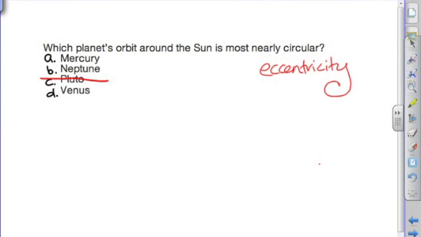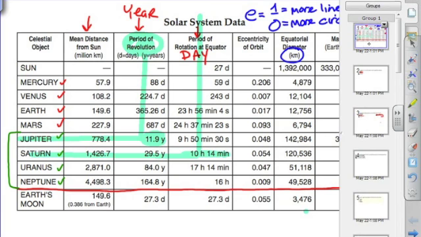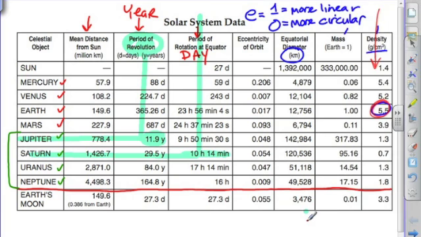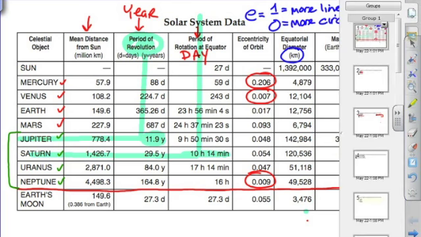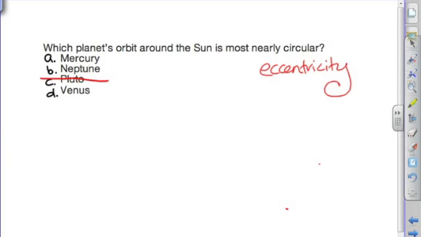So really my possibilities are Mercury, Neptune, and Venus. Closest to 0, Mercury, Neptune, Venus. Let's see, here's my eccentricity. Here's Mercury, here's Venus, here's Neptune. Which one of those is closer to 0? Well, it looks to me like Venus has the lowest eccentricity value. So that means Venus would have a more circular orbit around the Sun. Choice D, Venus, way to go.